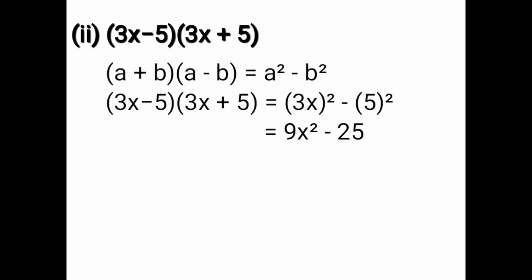Square of 5 is 25. Square of 3x is 9x². First you have to square the variable. Square of the variable remains the same. x² remains x². Then 3 squared is 9. So the final answer is 9x² - 25.